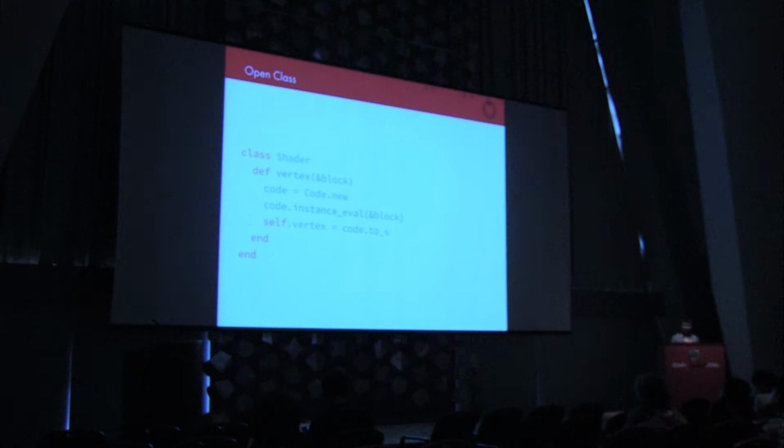The shader is defined in C++, but I can use the open class feature. For Vertex, I define a new method called Vertex. It will create my DSL generator and save the final code into the Vertex. The Vertex equal method is also defined in C++ because I have to call some C++ API to link it with the GPU.